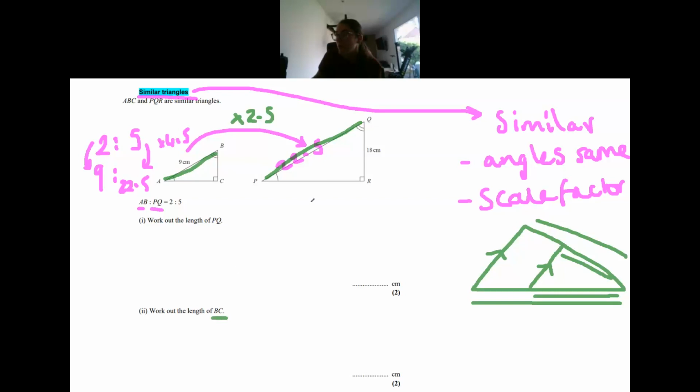Work out the length of BC. So if this is QR and I'm trying to find BC, I know that this triangle is 2.5 times the size, so I divide now by 2.5. So I do 18 divided by 2.5, my scale factor, to get a length of 7.2.